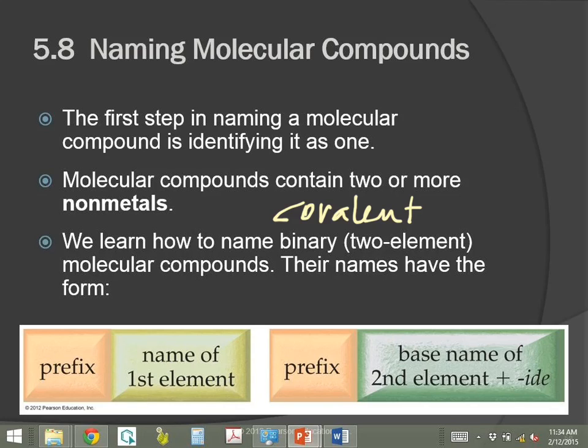These have two nonmetals. There's no metals in these, and they only have two elements. There are a whole bunch of other molecular compounds that have more than two elements. We're not going to learn how to name those. We're going to limit ourselves to two nonmetals.